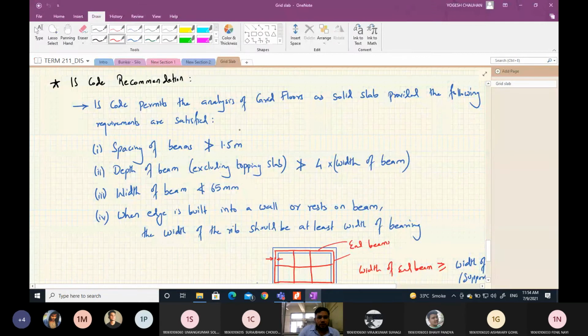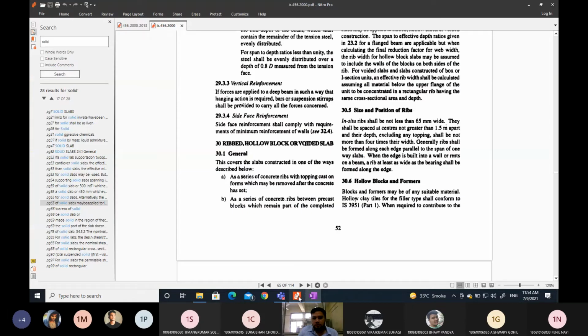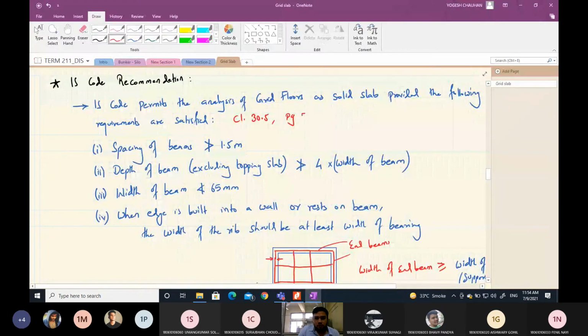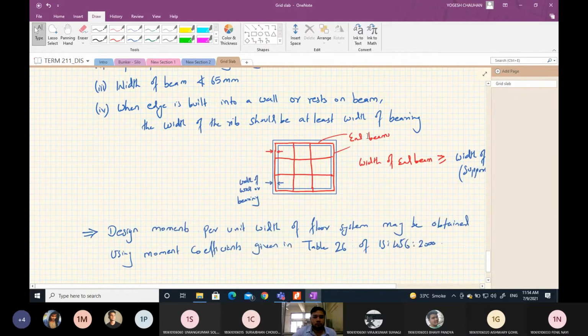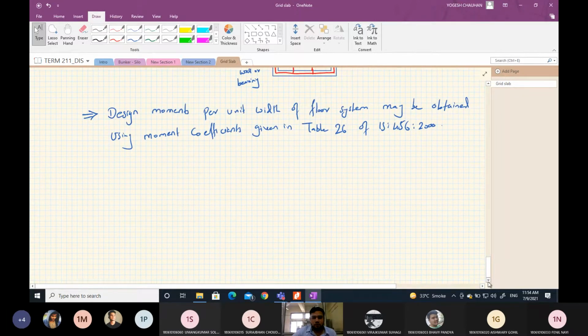So here I mentioned clause 30.5, page 52, IS 456 2000. Now let us go through the next method, that is Rankine's-Grashof method.